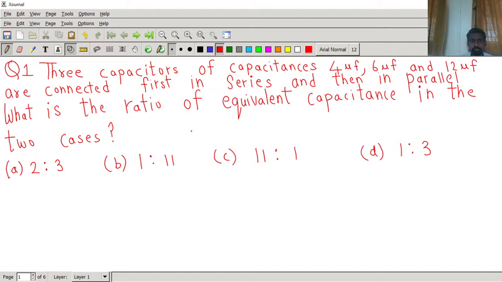Hello students, today we are doing some problems in physics. It will be useful for you for NEET, CET and other competitive exams.